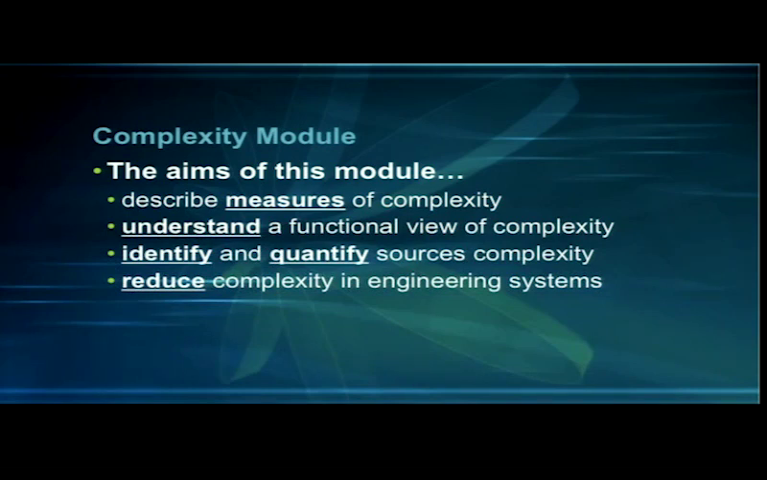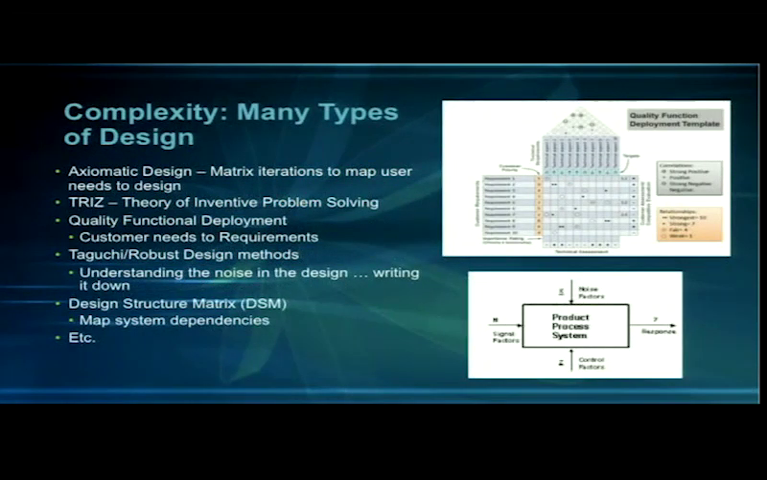So the aim of this complexity module is basically to describe how you measure it and how you understand it, from a functional view. How you identify it: when you look at something, you know, oh yeah, that's that type of complexity, I know what that is, and I know how to solve that problem. Quantify it, and try to reduce it so that your systems are more optimal, right? And I'm going to talk about how to do all those things. Okay, bunch of cool pictures up on the right.